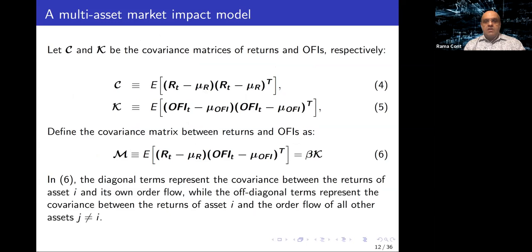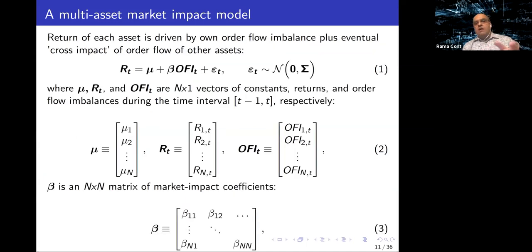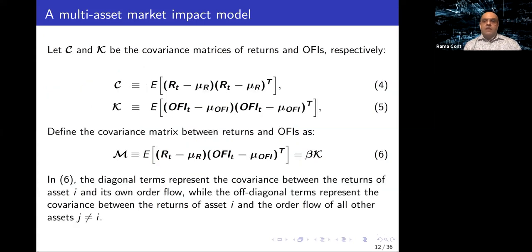So here is the model for n stocks, and now we have a linear model with two variables here. On one side, the returns, and on the other side, the OFI, the order flow imbalance. So we can look at the covariance matrices of these things. We have the covariance matrix of the returns, we call it C. We have the covariance matrix of the order flow imbalances, we call it K. And then the quantities which I showed you in the beginning, these are the covariances of the returns with the order flow imbalances.